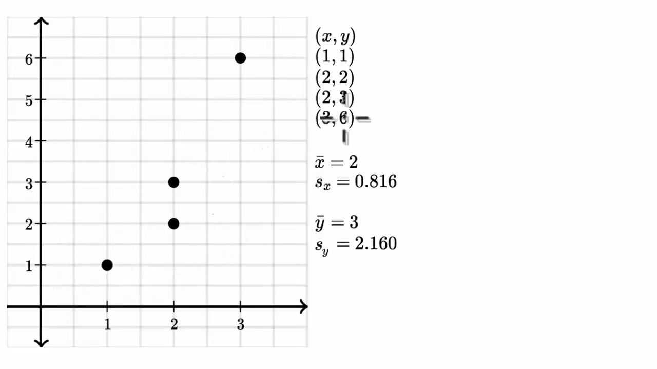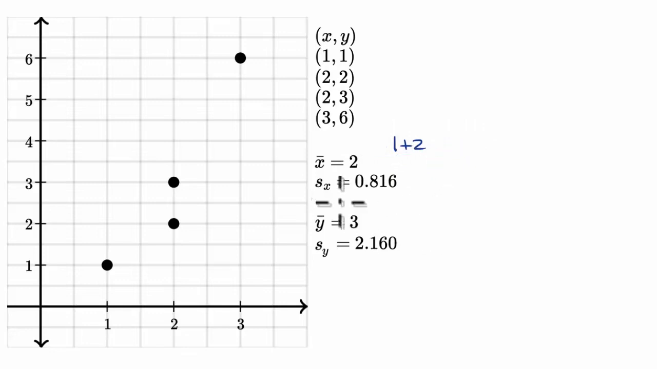Now, before I calculate the correlation coefficient, let's just make sure we understand some of these other statistics that they've given us. So we assume that these are samples of the x and the corresponding y from a broader population. And so we have the sample mean for x and the sample standard deviation for x. The sample mean for x is quite straightforward to calculate. It would just be 1 plus 2 plus 2 plus 3 over 4. And this is 8 over 4, which is indeed equal to 2.